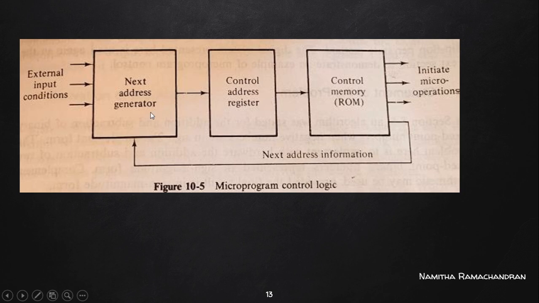The next address generator can generate the address of the next control state that is loaded into this control address register. After decoding the address information available here, we can fetch a particular control word from this ROM memory, the control memory. That particular control word can generate the control signal for initiating the execution of a set of micro operations. So all these four are the basic four methods of designing the control logic of a computer system.